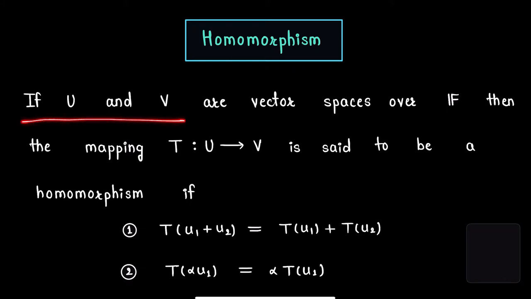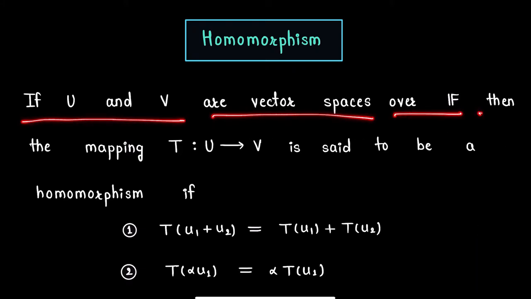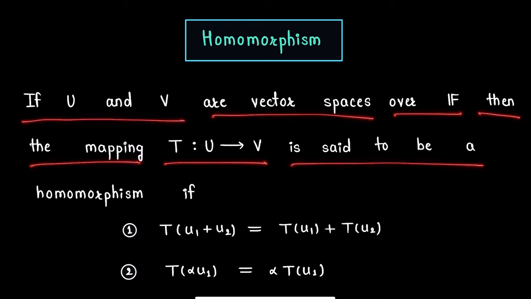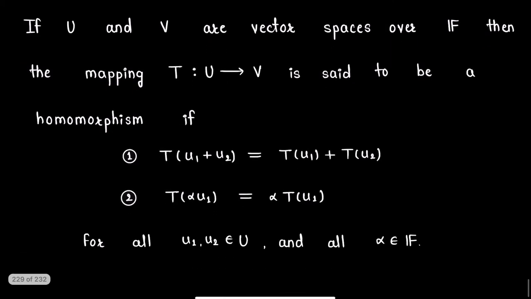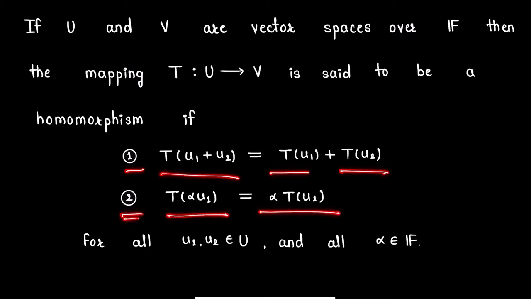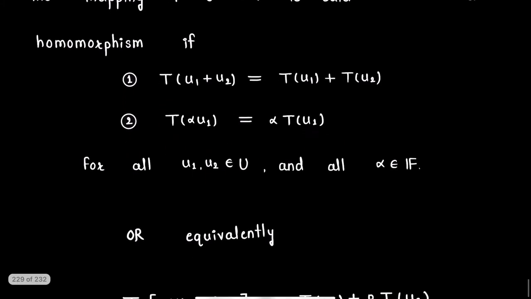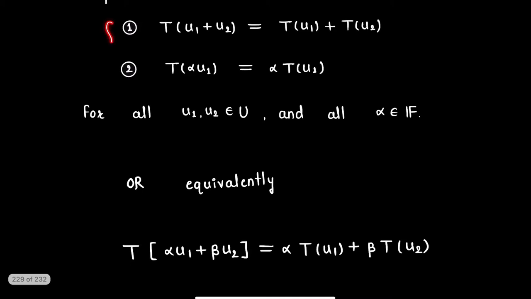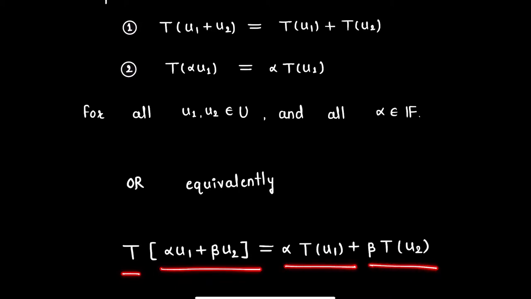If U and V are vector spaces over a field F, then the mapping T from vector space U to V is said to be a homomorphism if number 1, T of u1 plus u2 is equal to T of u1 plus T of u2, and number 2, T of alpha u1 is equal to alpha times T of u1, for all vectors u1, u2 in vector space U and for all scalars alpha in field F. Note that we can express these two conditions equivalently as T of alpha u1 plus beta u2 is equal to alpha times T of u1 plus beta times T of u2.